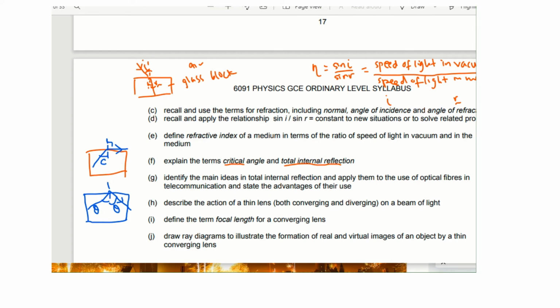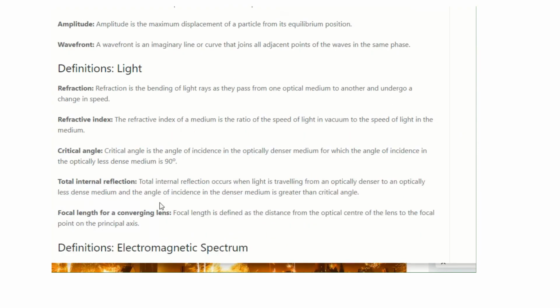Okay. Next, we'll be looking at converging lenses. Okay, and you also need to know how to draw the ray diagrams for converging lenses. Okay, then you need to be able to define the focal length of a converging lens. So you can find the definition here. I do have the definition. So focal length for a converging lens is defined as the distance from the optical center of the lens to the focal point on the principal axis.